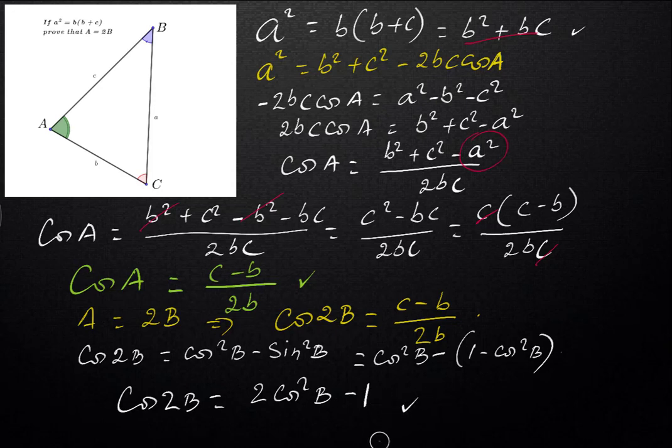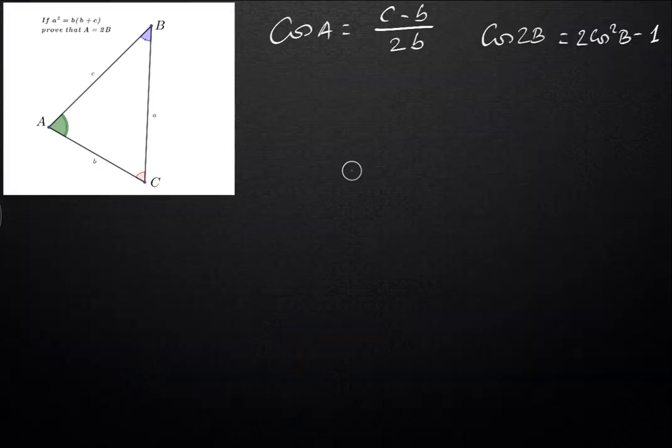We are going to use the next screen. So we found that cosine A is equal to c minus b over 2b, and we also found that cosine 2B is equal to 2 cosine squared B minus 1, and we want to prove that cosine A is equal to cosine 2B. So we have to calculate 2 cosine squared B minus 1.